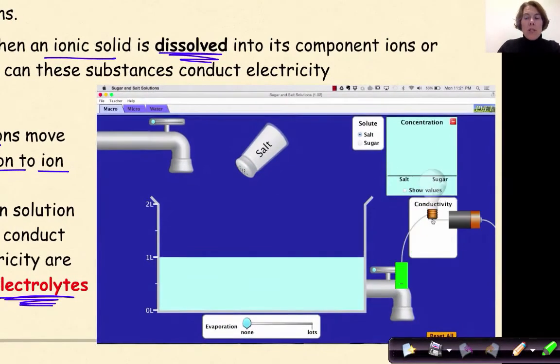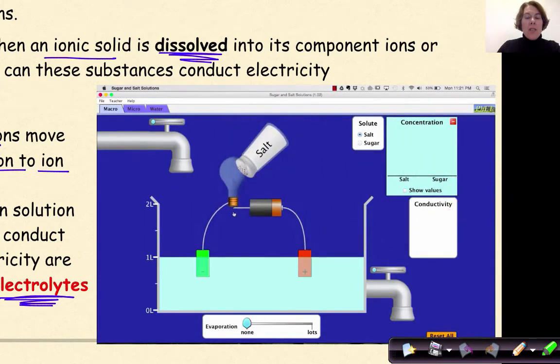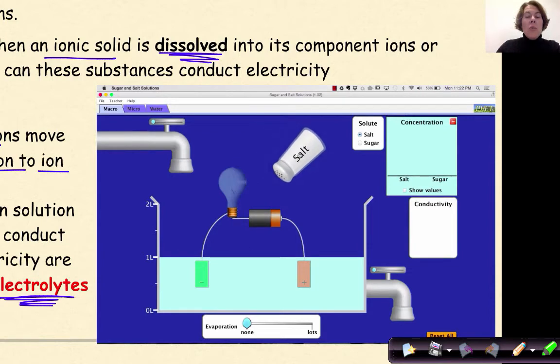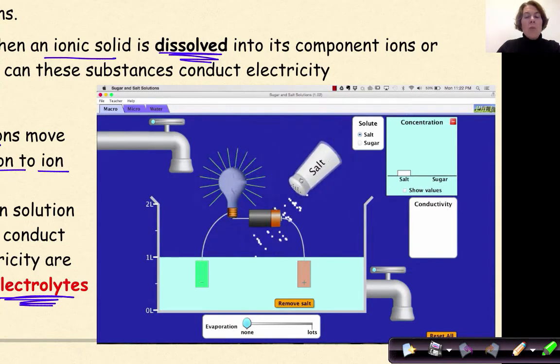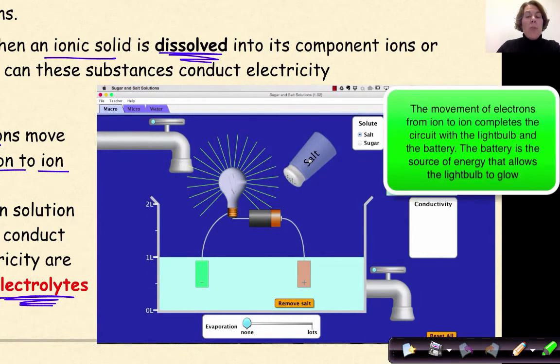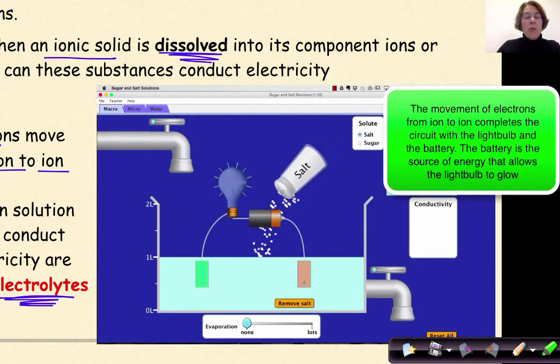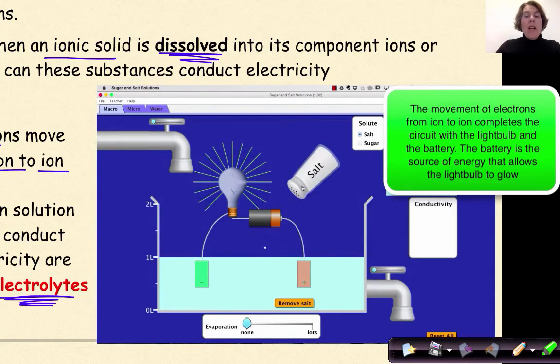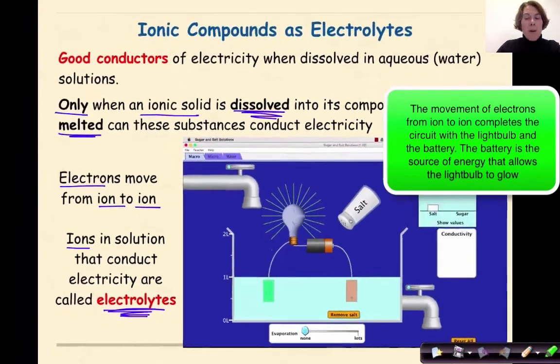So here we have a little simulation where we're going to put a conductivity tester in water, and initially the light bulb is not lit. As soon as we add the salt, it will break down into ions, and we can see that the bulb grows brighter and brighter because the electrons are able to move from ion to ion, therefore lighting up the light bulb.